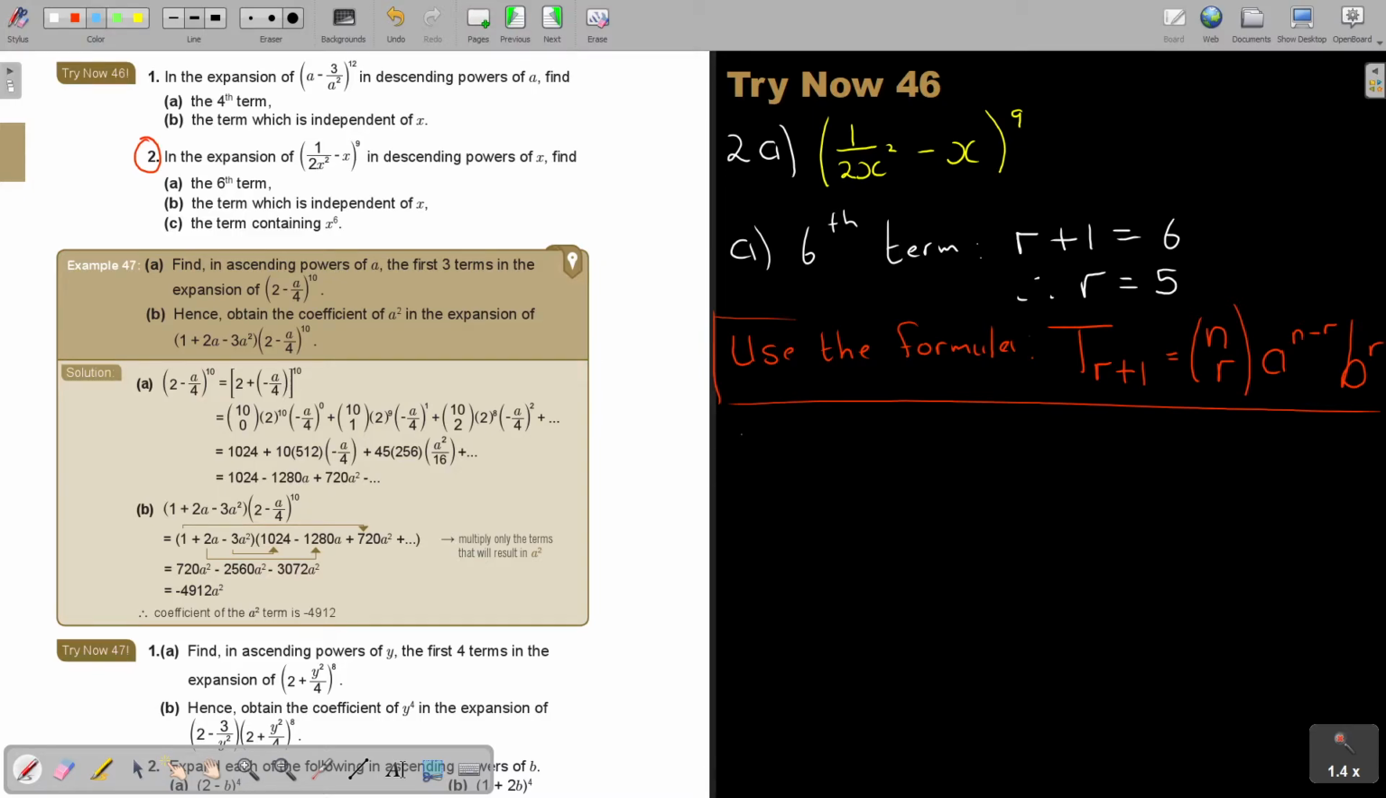So I'm going to say T. I have now r is 5. So it's 5 plus 1. And then there's 9. So it's 9. And this is r. Don't forget r is there. 5. Then I take my first term.